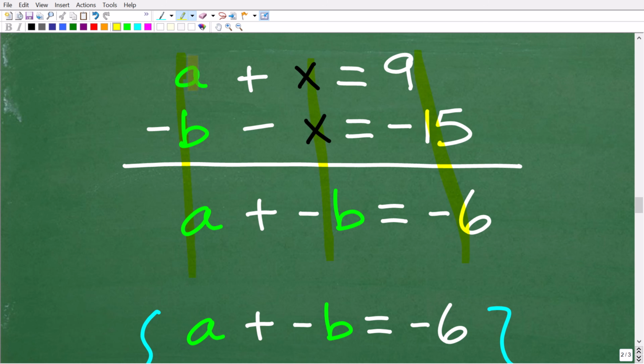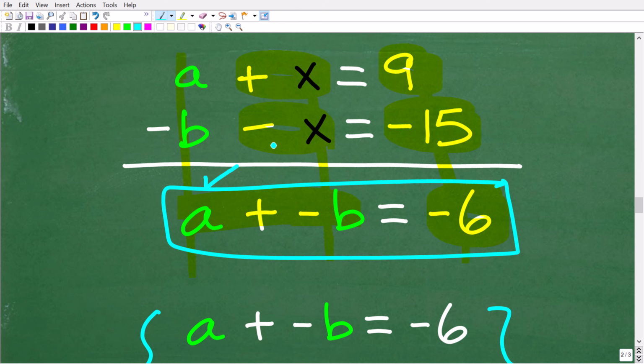So we're going to end up with a minus b, or a plus negative b. And then here we have a positive x minus x, so the x's go away. And then 9 plus negative 15 is negative 6. All right, so now we have a new equation that involves the variables a and b.